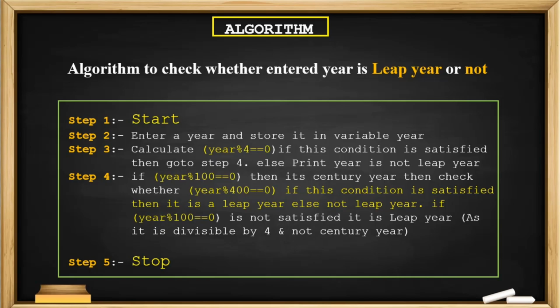If it is a centurieth year, then we will check year mod 400 whether it is equal to 0 or not. If this condition is satisfied, then entered year is a leap year, else the year is not leap year. If year is not a centurieth year, as it is exactly divisible by 4, then we can display that it is a leap year. Last step is stop.